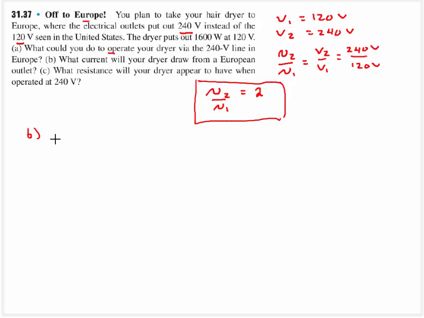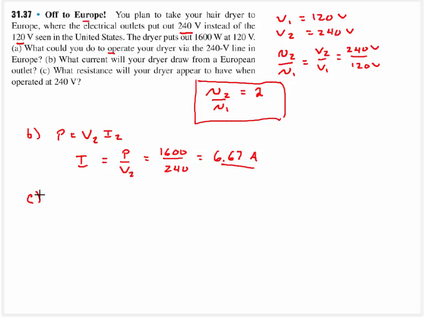So now we're asked what type of current we're going to draw. Well, we know the power rating of this dryer, we know the voltage that we're going to be operating it at, and we are asked what is the current going to be equal to. Well, current is just going to be equal to the power divided by the voltage, so 1600 watts is the power rating on it, and then the voltage is going to be 240 volts. So we're going to be drawing 6.67 amps over in Europe.